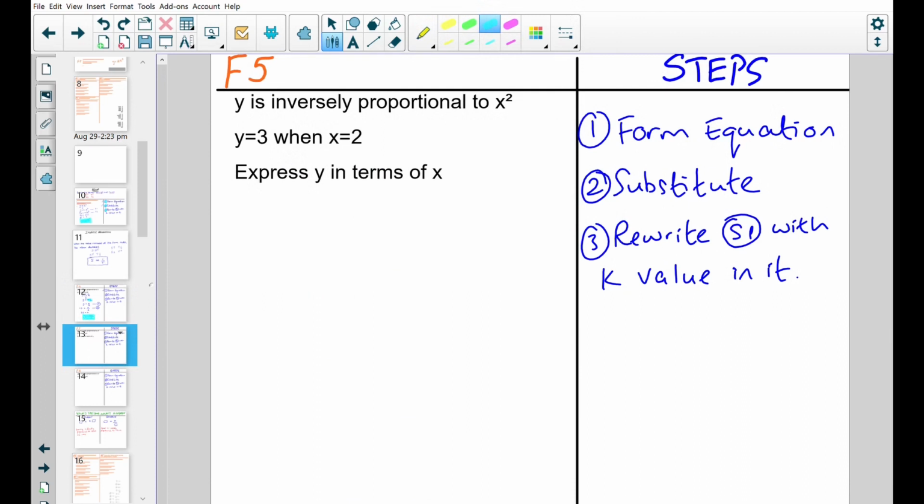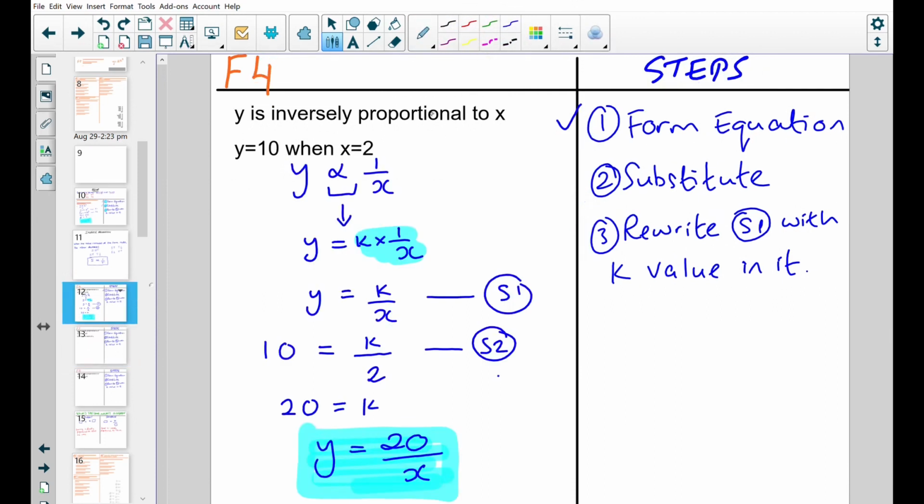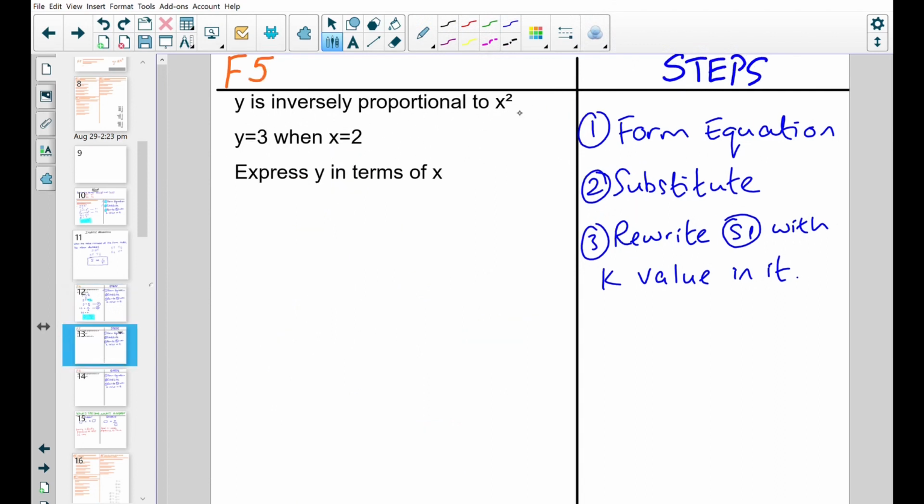Another example, F5 this time. Again, it is very similar, as you can see. The only difference here, apart from the number between F4 and F5, is that you've got x on its own, and here you've got x to the power of 2. Y is inversely proportional to x squared. First thing we do, y inversely proportional to x squared, replace this with equal k, which will give me y equal k multiplied by 1 over x squared. This can be rewritten as y equal k over x squared.